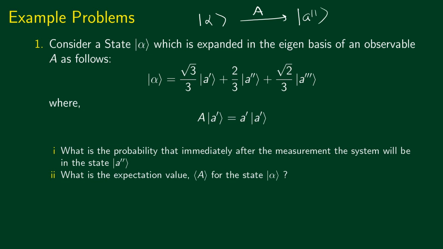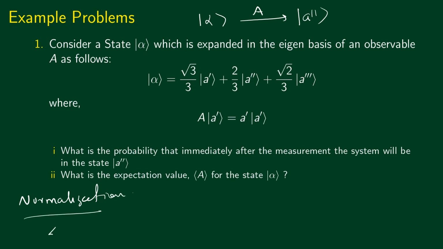Now we know that the probability that it changes to ket A double prime is given by the following: first you calculate the coefficient of ket alpha in the direction A double prime, and then modulus square it. This would be the probability, given that the state is normalized. So let's first check for normalization. Let's check if the state is normalized.